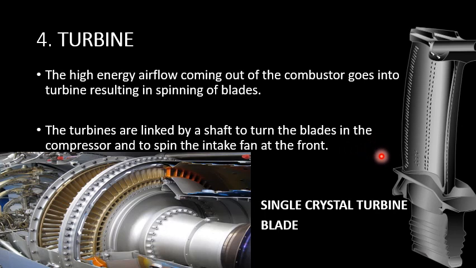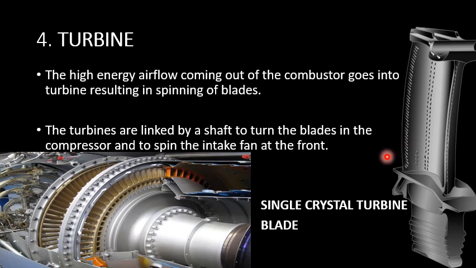Inside the turbines, the hot expanding gases, that means the combusted gases or the combustion energy, is then converted to mechanical energy, and then to the rotational power of the compressor, and then to the inlet fan, and the remaining expanding hot gases are then passed onto the nozzle.